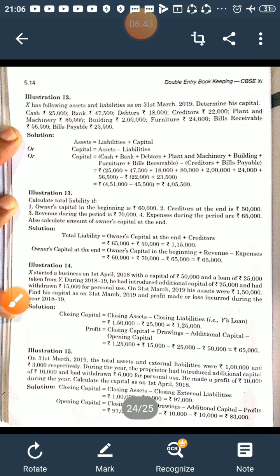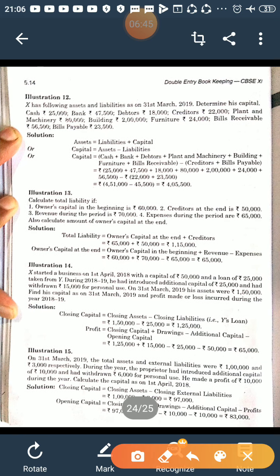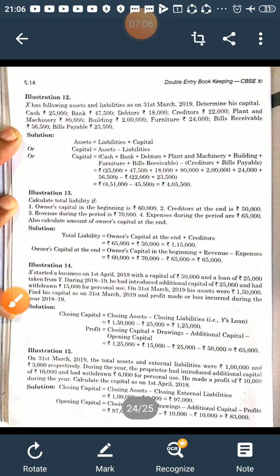Now next is, calculate total liabilities if owner's capital in the beginning is 60,000, creditor at the end is 50,000, revenue during the period is 70,000, expenses during the period is 65,000, and also calculate amount of owner's capital at the end. Owner's capital at the end means closing capital, owner's capital at the beginning means opening capital.